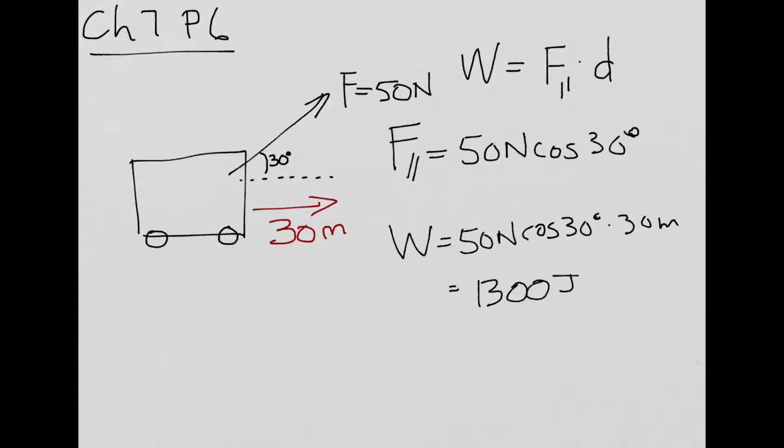So let's refresh our memory here. We've got a mass, that's our system, and we're pulling on it with a force. That force is not completely in the direction of travel, so we need to find the component that is. We call that F parallel. And F parallel in this case is 50 newtons times the cosine of 30 degrees. And then we multiply that value times 30 meters, which is the distance traveled, to get a total of 1,300 joules.